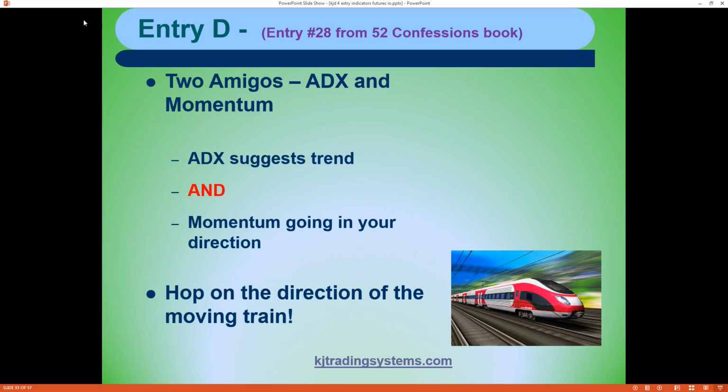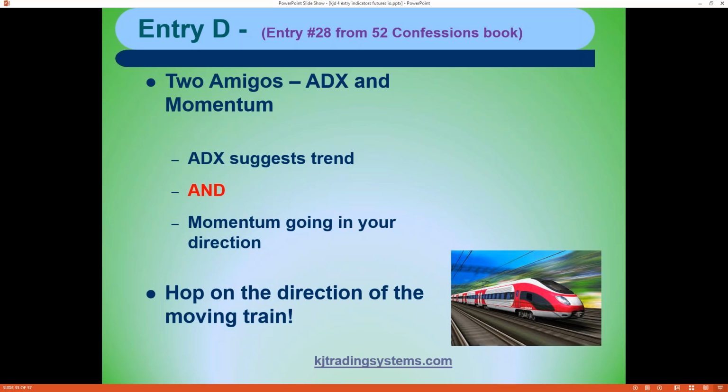Okay. All right. Entry D is from the 52 Entry and Exit Confessions book. It's called The Two Friends, The Two Amigos, ADX and Momentum. And again, I talked about momentum before, so this is kind of a repeat of that, but this time I'm adding in the ADX indicator.